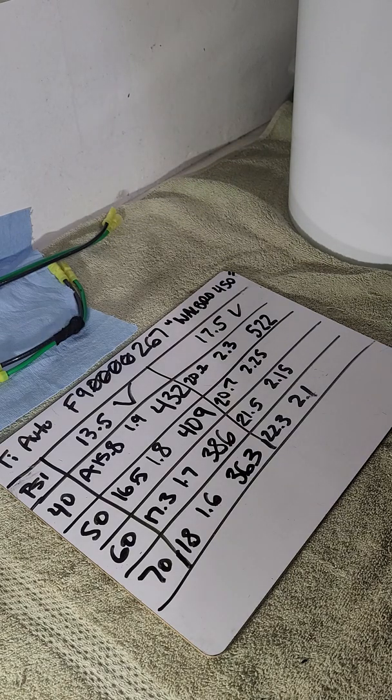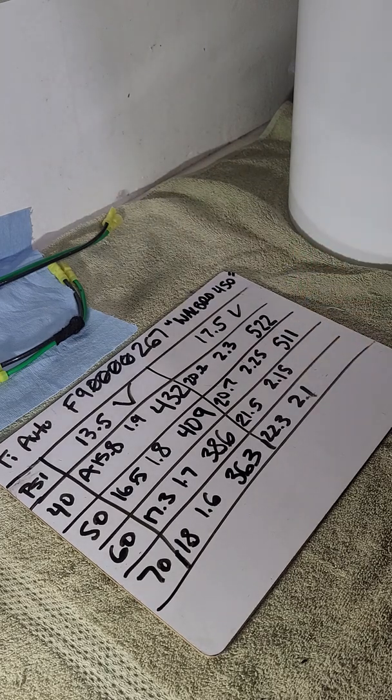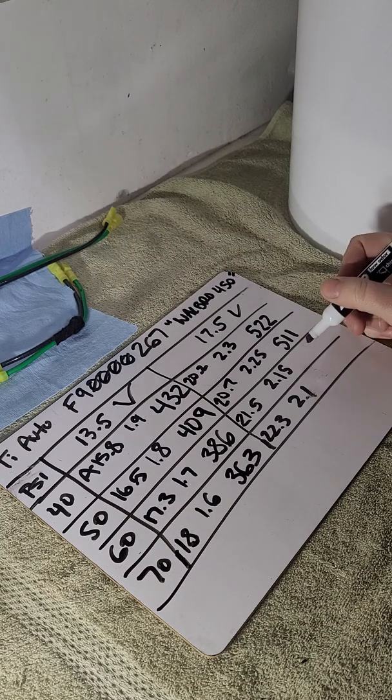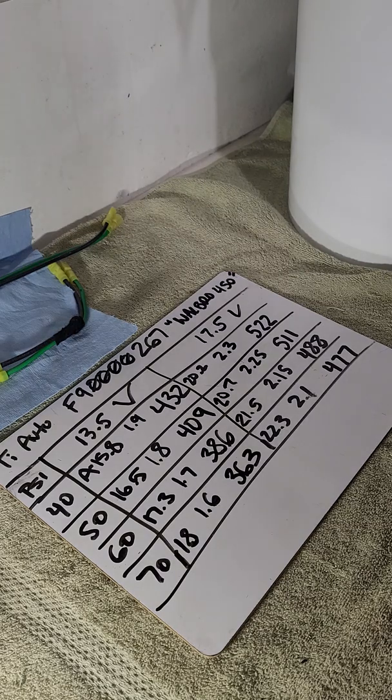2.25 times 227.125, 511. 2.15 times 227, 488, 2.1, 477. All right, so there's the data. Definitely pulling more current. This is a higher flowing pump. Now let's do some percentages and find the current gain.